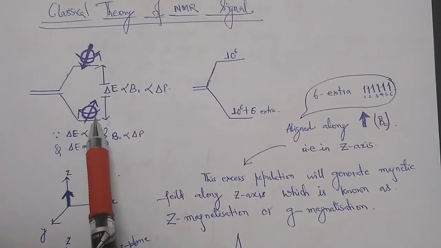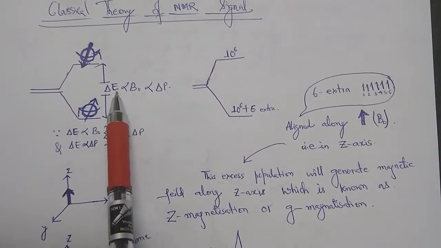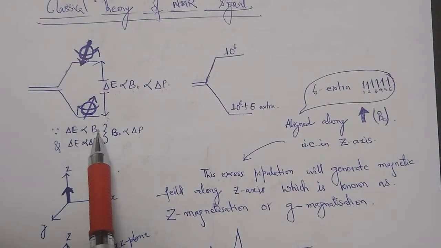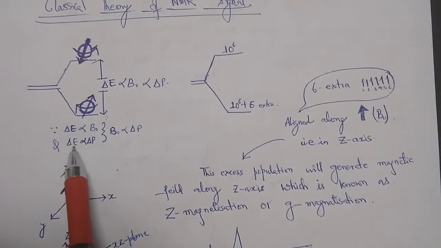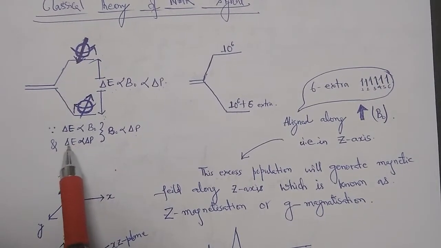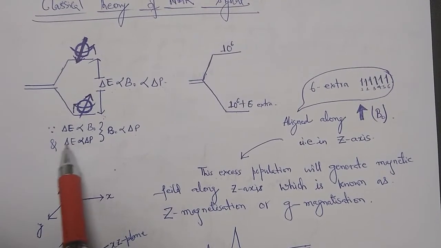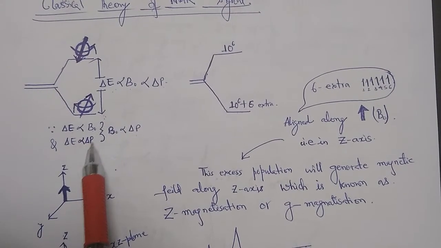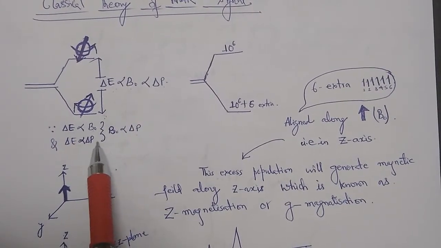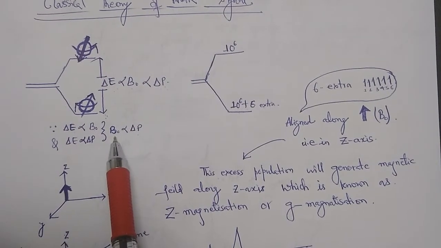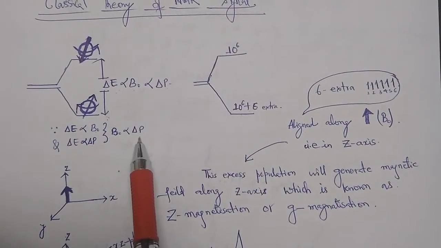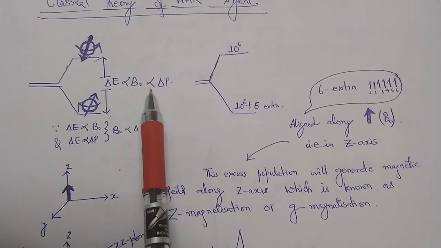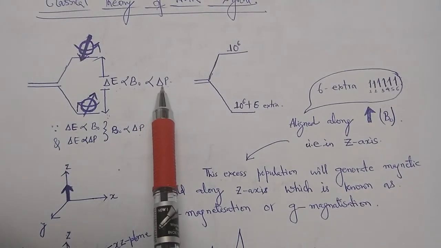This creates a population difference that will be given by delta E. Delta E will be proportional to the external magnetic field, and the difference in the energy level will be proportional to the population difference. That creates a relation: the external magnetic field strength, B naught, will be proportional to the population difference, which gives this relation that delta E is proportional to B naught, which is proportional to the population difference.